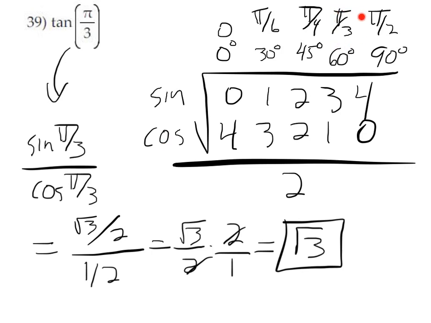Pi thirds, sine, square root of 3, cosine, square root of 1. The answer is square root of 3 over square root of 1. Square root of 1 simplifies, you just get the square root of 3. So if I wanted to do tangent of pi fourths, it would be square root of 2 over square root of 2, which is 1. If I want to do tangent of pi sixths, it would be square root of 1, or 1, over square root of 3. Tangent of 0 is 0 over 2.